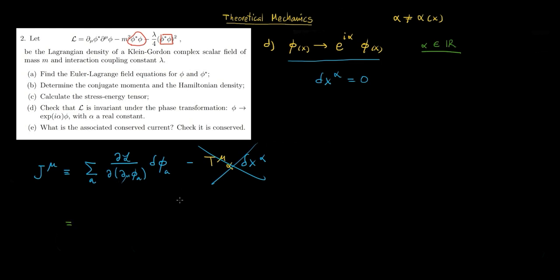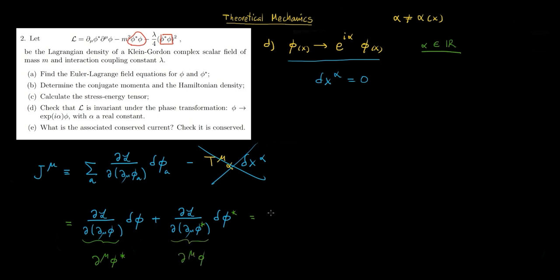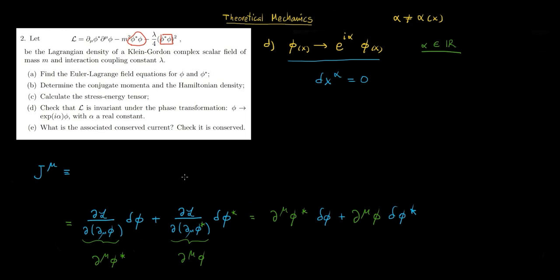The only thing we have left is this term, and remember, this is the same as putting a plus here, deleting A from here and putting phi star, for the same reasons we saw a few minutes ago. And remember, this is partial mu phi star and this is partial mu phi. So there it is, delta phi plus delta phi star. Okay, so the only thing we have left is to calculate this variation.